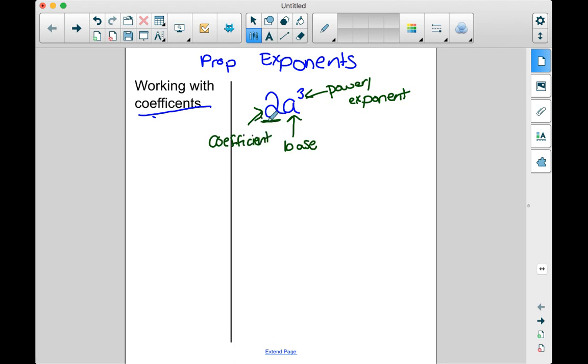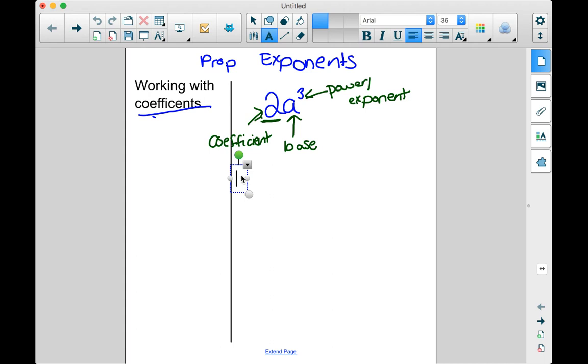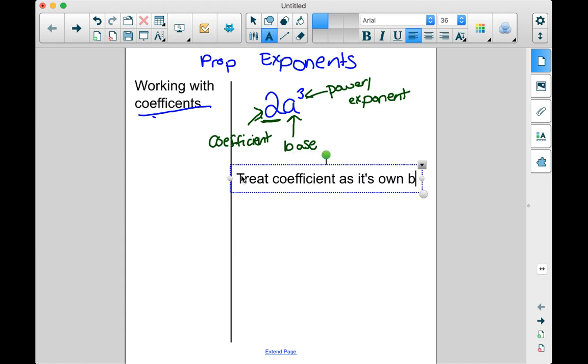Okay, so when I'm saying working with coefficients, I'm talking about what do I do when we're working with a whole number just like that 2. It's not an exponent, that whole number like the 2. And in your notes, add all of this, but I also want you to treat coefficient as its own base. Okay, treat coefficients as its own base.